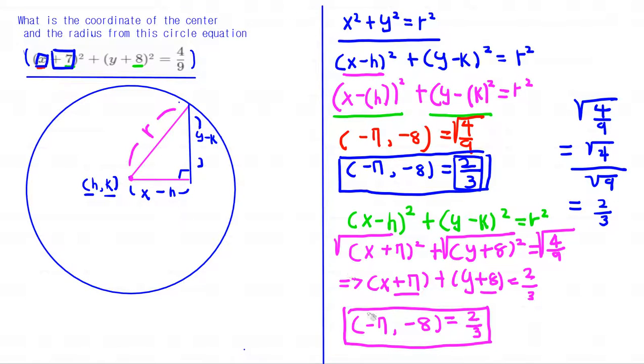And we solved for the radius and the coordinate of the center of this circle. And this was example 1.